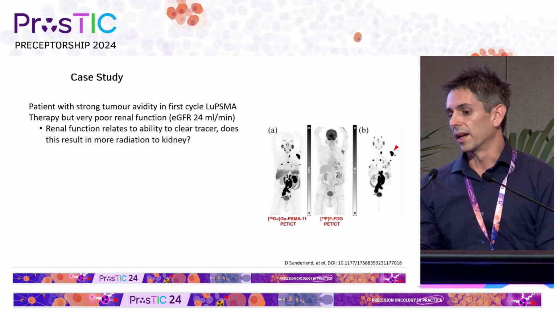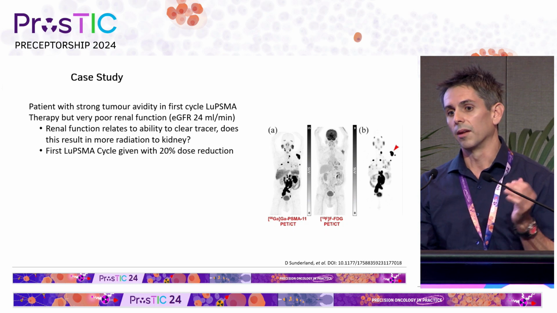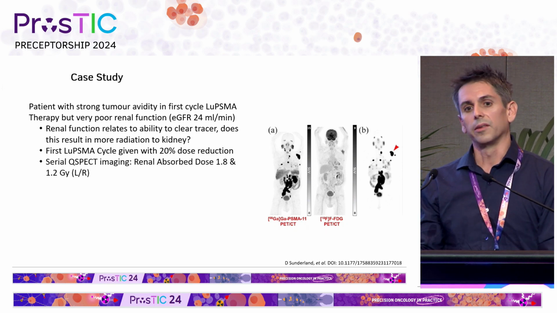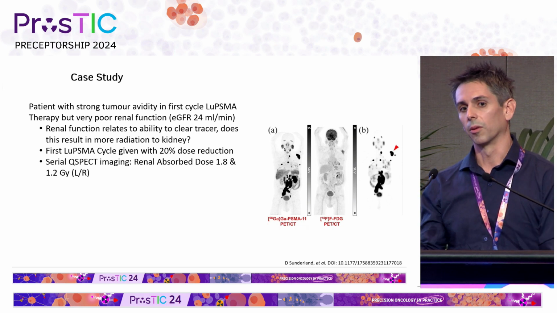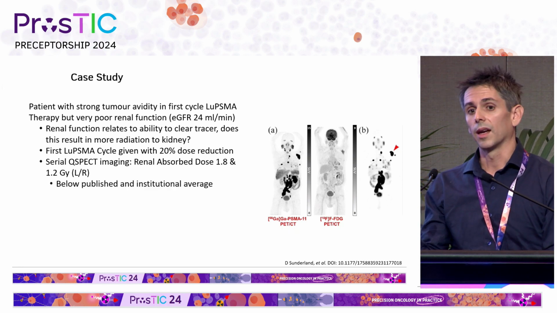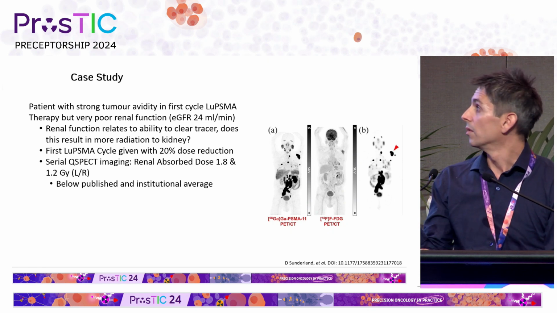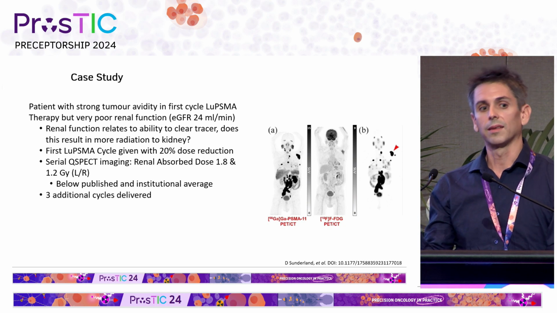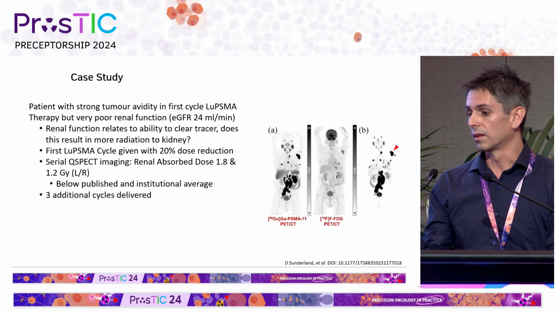So the decision was made, let's give him one cycle of lutetium therapy, but with a reduction in the prescribed activity. And we will do serial imaging and track what the radiation dose is to kidney. And then from there, we can make an informed decision about how best to proceed. So post-therapy imaging indicated good uptake of lutetium to his sites of disease, and the average dose to his kidneys was below the published data. So we could suggest that he's unlikely or less likely to have complication or toxicity to his kidneys.